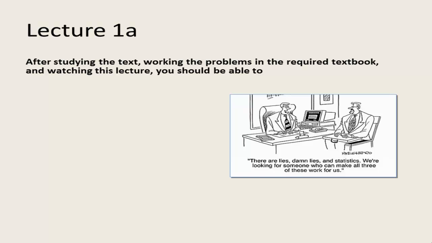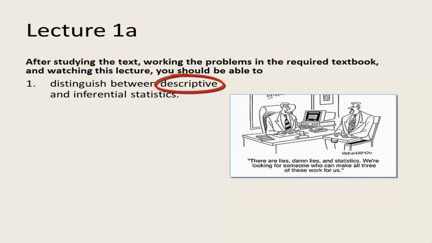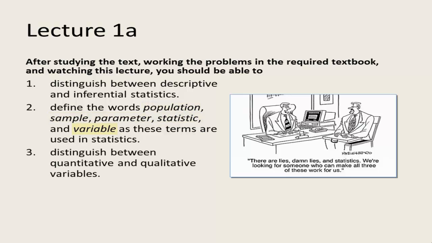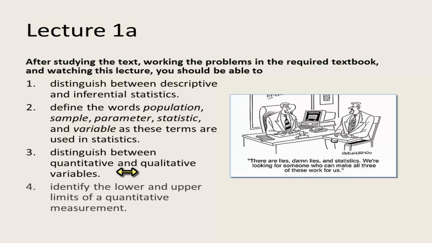In this lecture, you will learn about the fundamental terminology for statistics. Specifically, you will be able to distinguish between descriptive and inferential statistics, define the words population, sample, parameter, statistic, and variable as these terms are used in statistics, distinguish between quantitative and qualitative variables, and identify the lower and upper limits of a quantitative measurement.